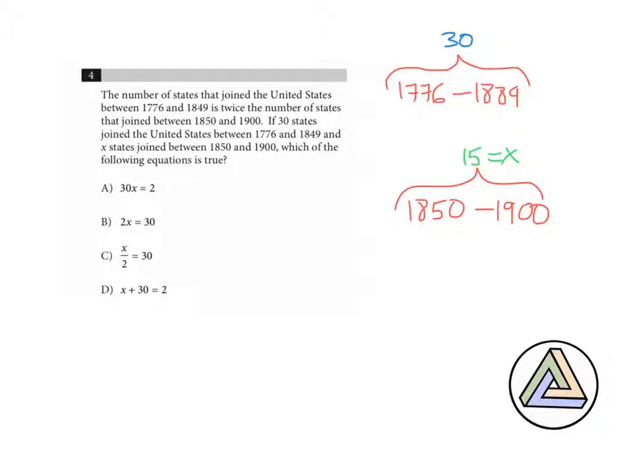But nonetheless, you look at the formulas and ask yourself which one of these would result in the truth. Is it the case that 30 times 15 equals 2? Absolutely not. Is it the case that 2 times 15 equals 30? Absolutely. Therefore, answer choice B is the answer. So in other words, using the X, we already discovered 15 equals X. Plug X into the answer choices until you get the one that actually works, right? 2X certainly equals 30.